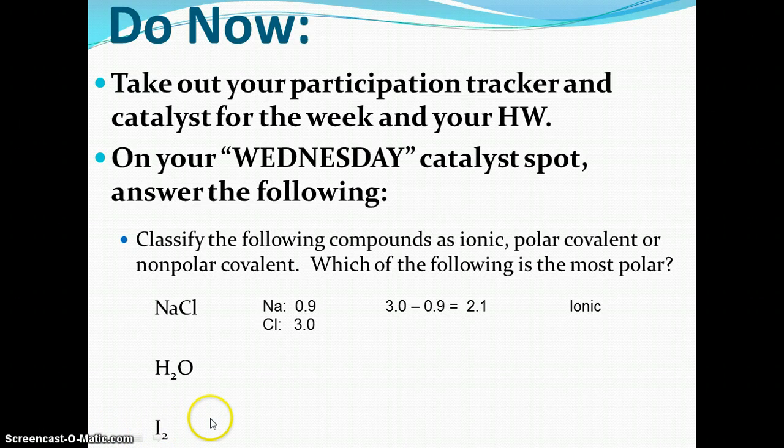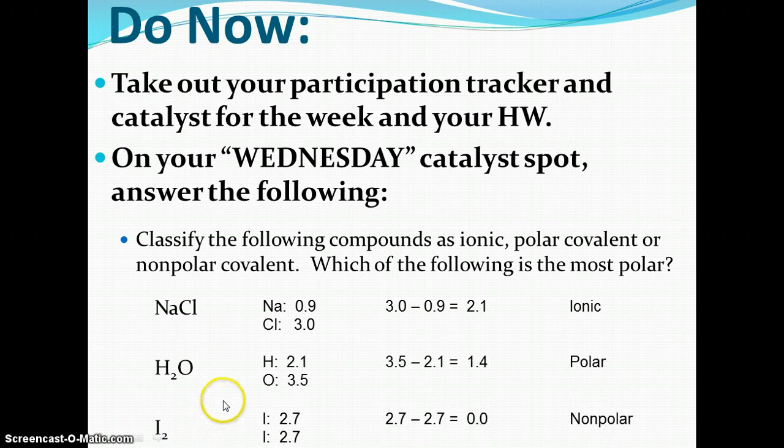For the last compound we have I2, so there are two different I's here. So I find the electronegativity value for I, and it's 2.7, and we have another I, so it's also 2.7. When I subtract 2.7 minus 2.7, or any same numbers, I'm going to get 0.0. This means it's a non-polar compound. At this point, I want to check the question again, and it says, which of the following is the most polar? So ionics are going to be the most polar, so NaCl is going to be the most polar.